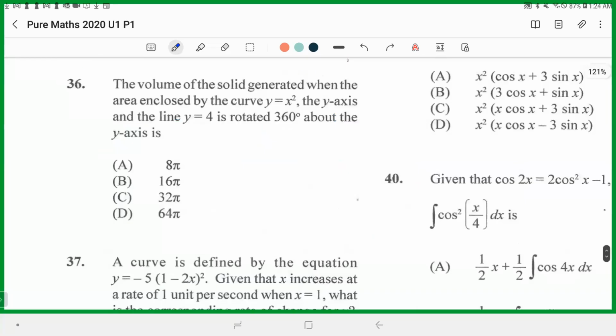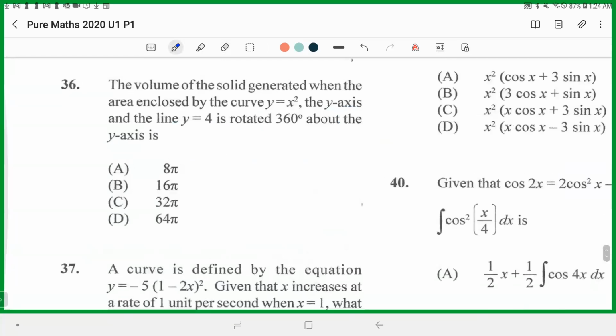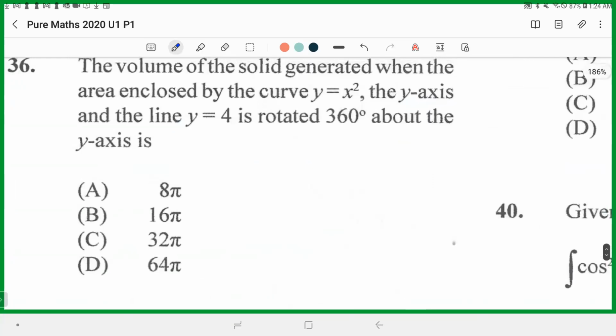So the volume of a solid generated when the area enclosed by the curve y equals x squared, the y-axis, x equals 0, and 4 is what? All right, volume. Let's zoom in again and try to find the volume. So the volume, remember now, is pi times the integral of y squared dx.